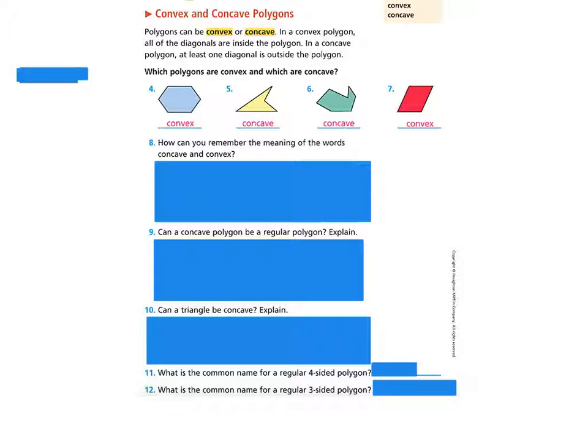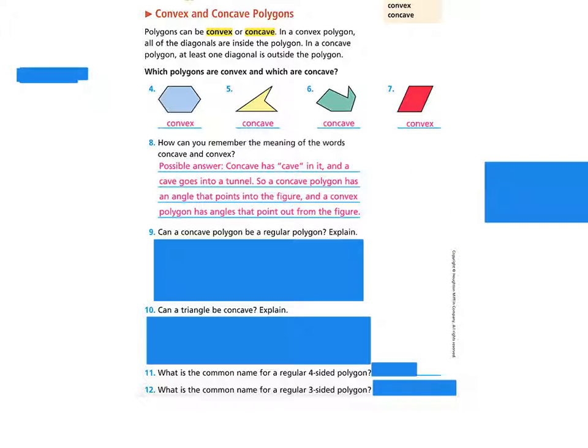How can we remember the meaning of the words concave and convex? Well, one really easy way to remember is that if it dips in, like in example 5 here, and example 6, it's like a cave. It goes in, it tunnels in, so we know it's a concave polygon, and it's easy to remember that way.